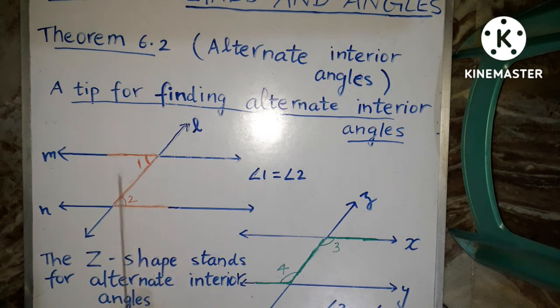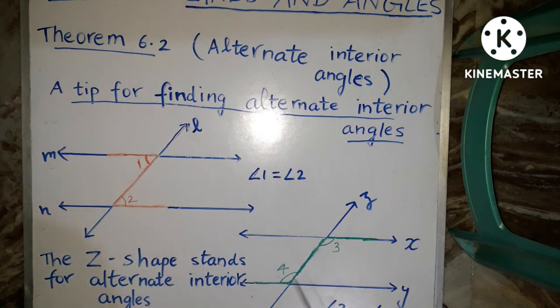The letter Z has two parallel lines. These two lines are parallel in this Z shape. You can see that angle 1 is enclosed in this corner of this Z shape. Angle 2 is also enclosed in another corner of this Z shape. So we can easily find out the alternate interior angles using this Z shape.